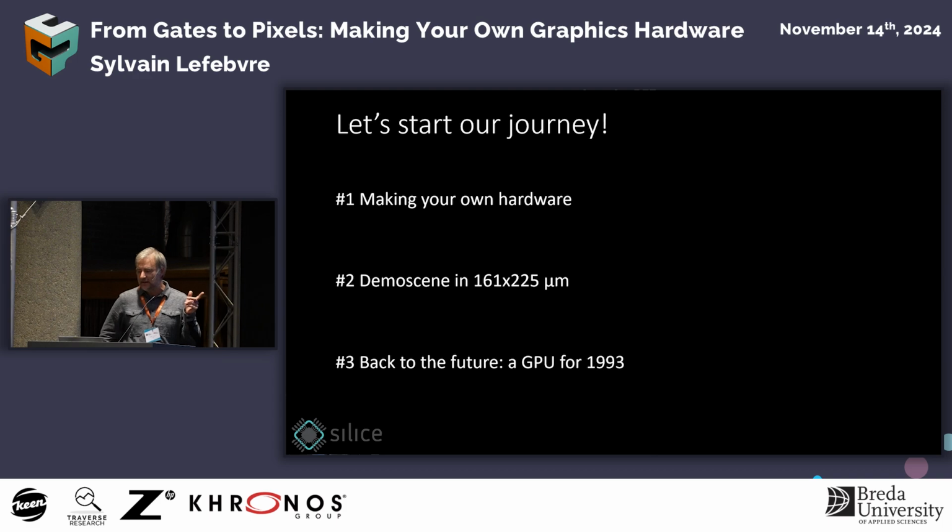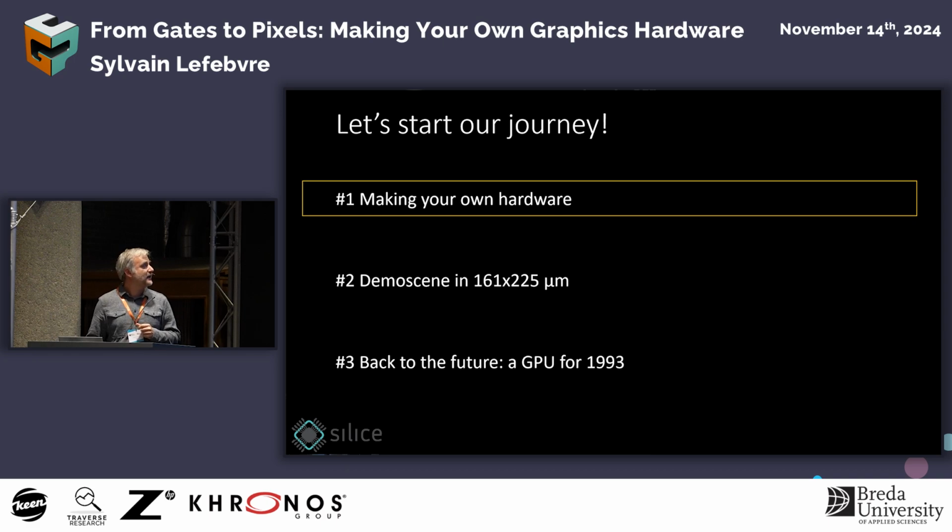All right, so let's start our journey. I will proceed in 3 different parts. So first, we'll see how you do your hardware, your actual hardware in practice. How does it work? Then we'll do some Demoscene graphics at the micron scale, literally. And then we're going to go back to the future and imagine what would be a GPU for 1993 if we were to travel back in time with an FPGA in our pocket. So let's start making our own hardware.